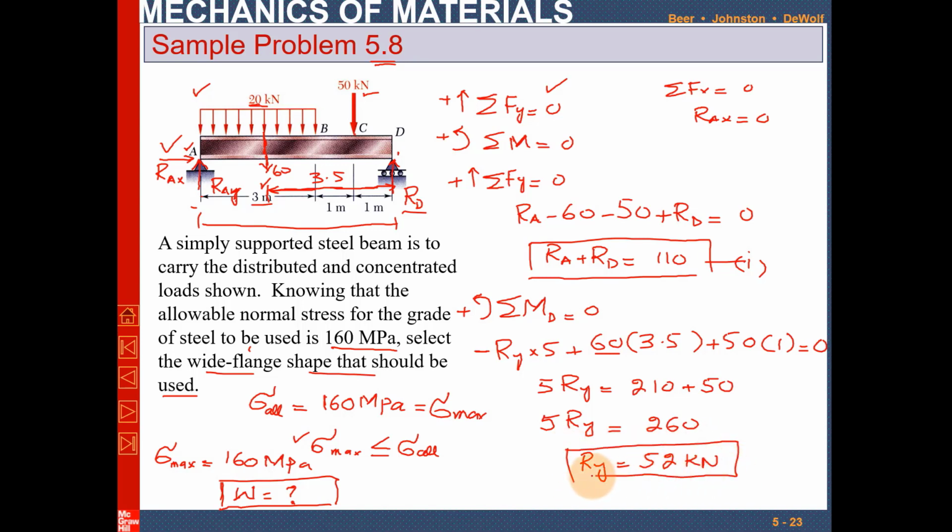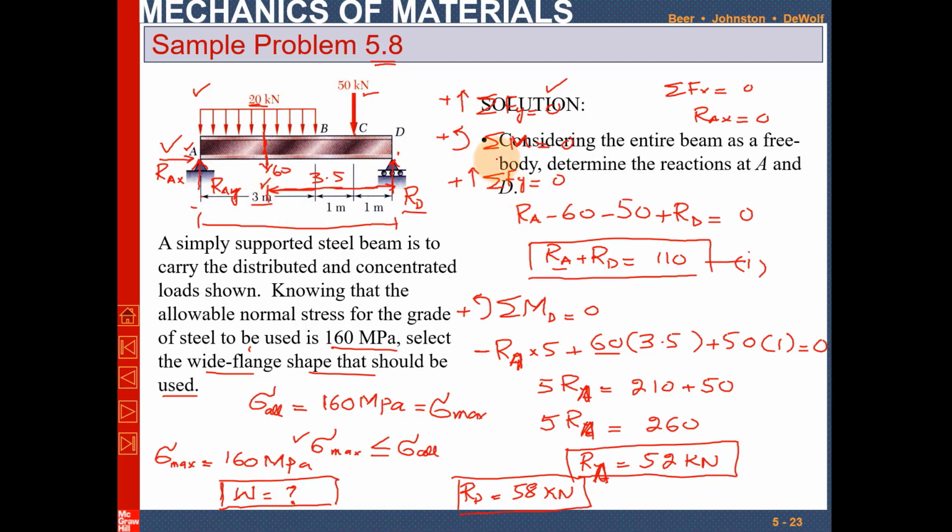Now you have RA, this is RA, because it is acting upwards. So RA is 52. Now RA is 52, so RD will be equal to 110 minus 52. When you subtract 52 from 110, RD will become equal to 58 kilonewton. So this is how we calculate the reaction forces at the end points.